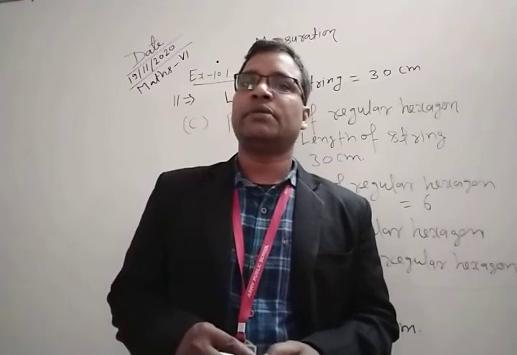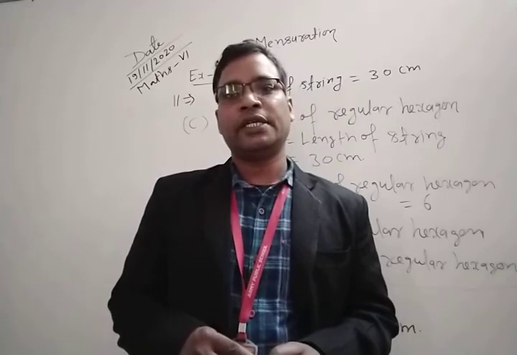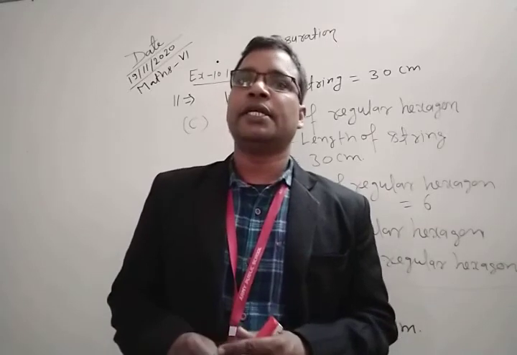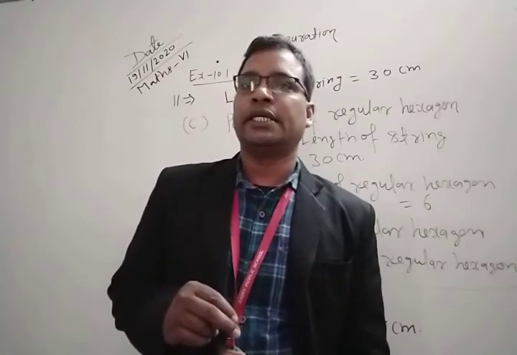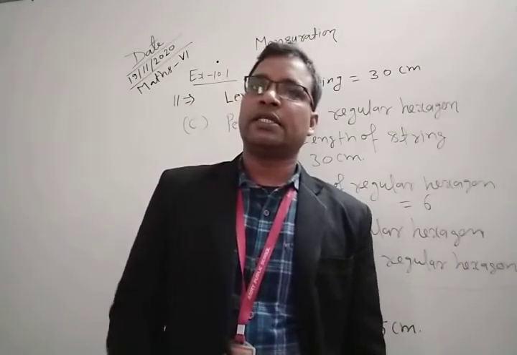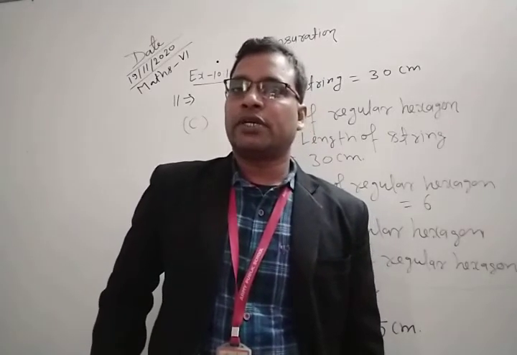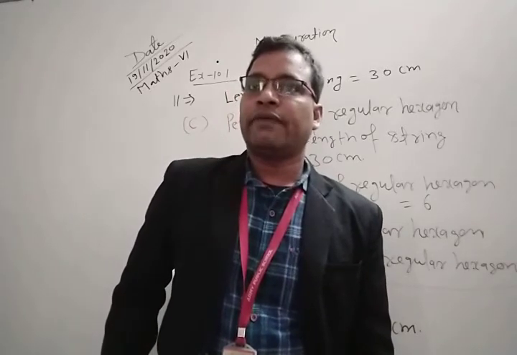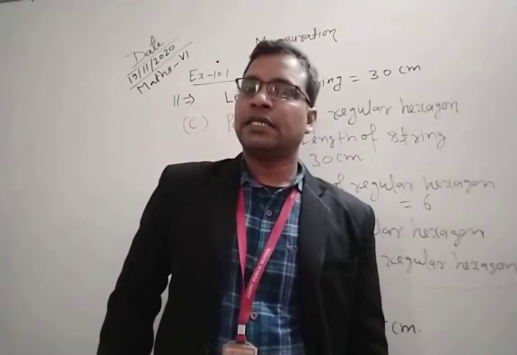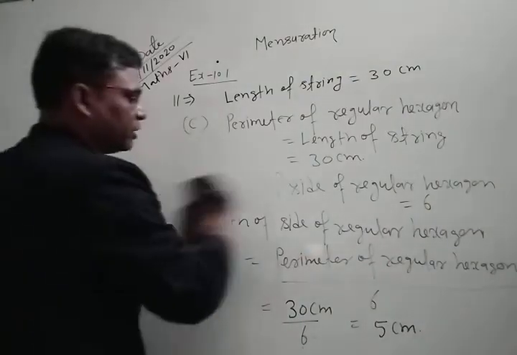In question number 12, it is given that two sides of a triangle are 12 centimeters and 14 centimeters. You know very well a triangle has 3 sides, but here 2 sides are given, and the perimeter of the triangle is also given as 36 centimeters. What is the third side? We need to find its third side. So let's see how we can solve question number 12.